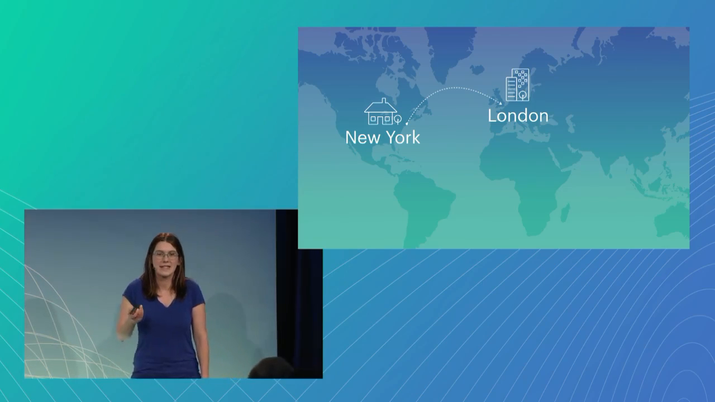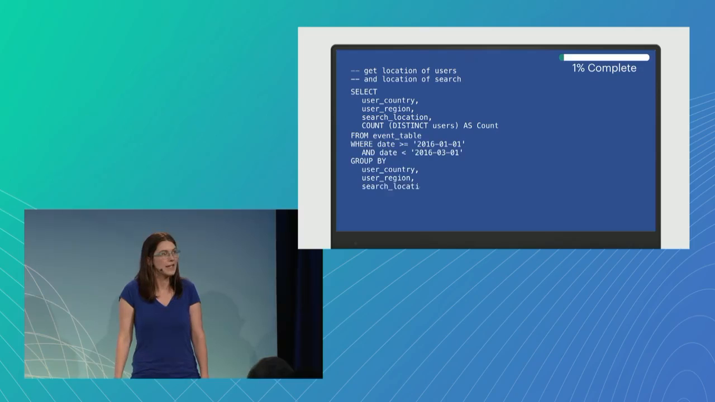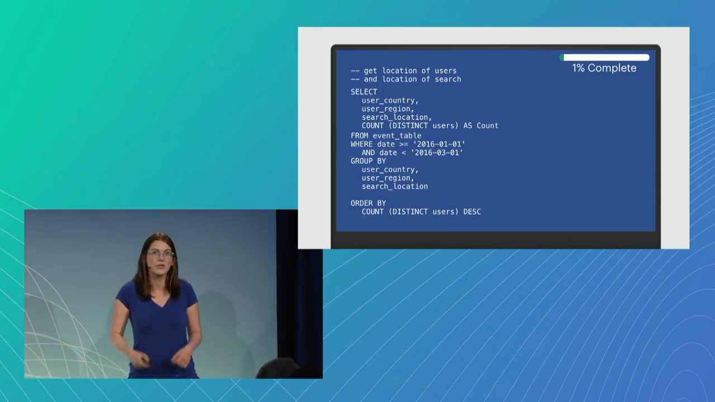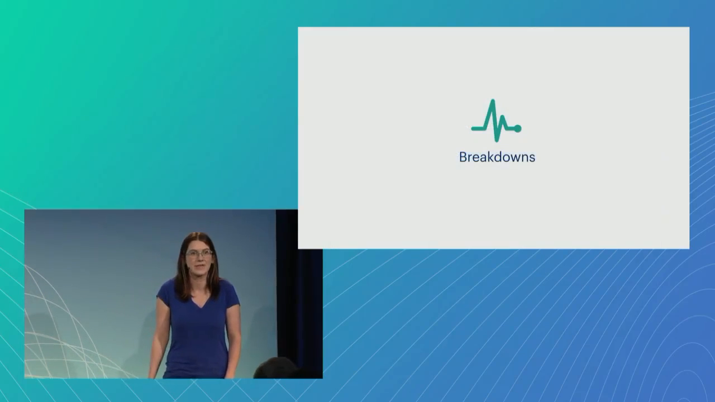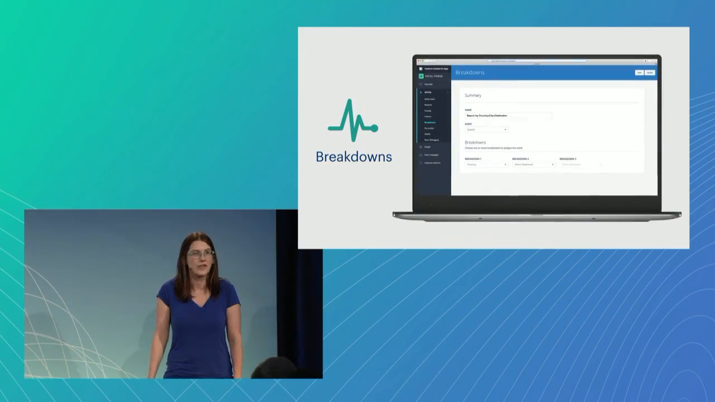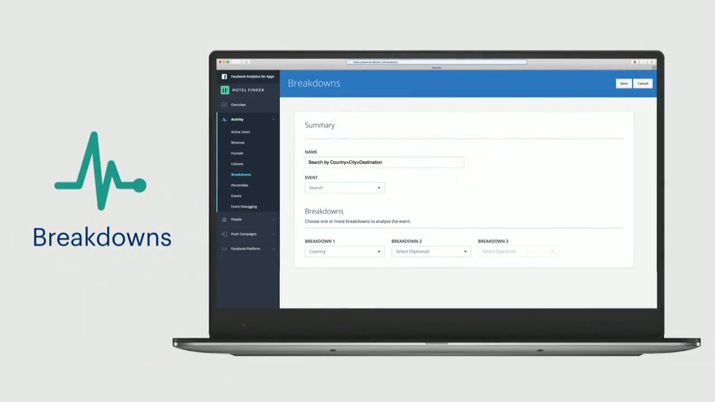Answering questions like this can be difficult. Writing code takes time, and you have to know all the tricks. So we want to build tools to make it as easy as possible for you to get the answers you need. And that's why we built Breakdowns. Breakdowns lets you pivot the data on the features that are important to you. It lets you slice and dice the data easily and quickly so that you can get your answers and make the best product for your customers.